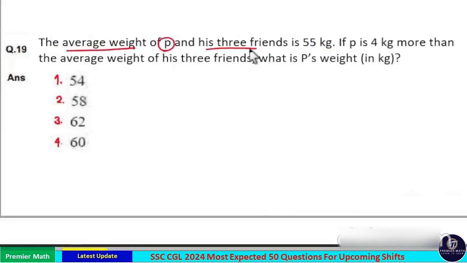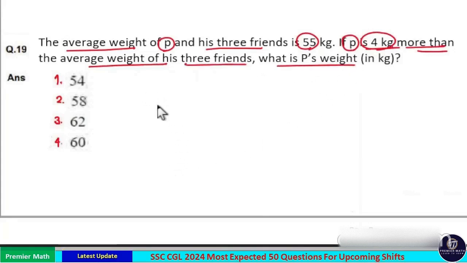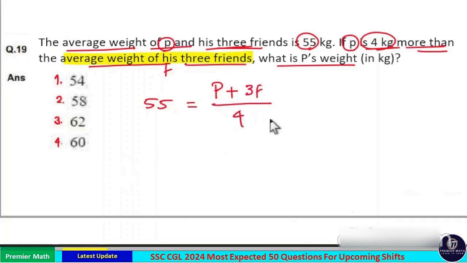The average weight of P and his 3 friends is 55 kg. If P is 4 kg more than the average weight of his 3 friends, what is P's weight? Here the average weight of P and his 3 friends is 55, which means 55 is equal to the weight of P plus the weight of his 3 friends, divided by 4. Consider the average weight of his 3 friends as F. Then the weight of his 3 friends will become 3F, divided by the total 4 people.